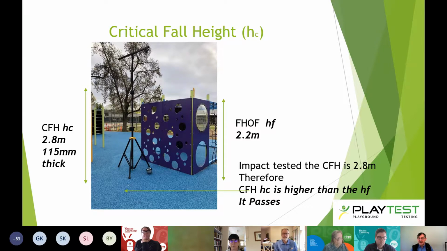That means we need to know how soft the surface is. We know concrete is hard. We know rubber, bark and grass and playgrounds are soft, but how soft are they?